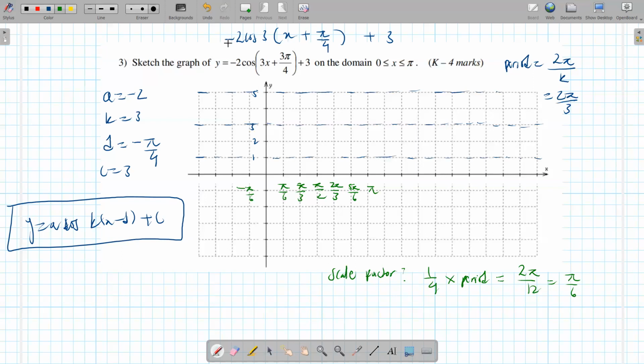Does a negative cosine function start at the maximum or the minimum? The minimum. So that's negative pi over 3. So our phase shift was what? Negative pi over 4, which is 45. 45 is dead center between 60 and 30.